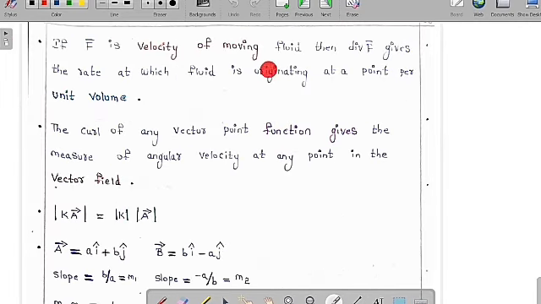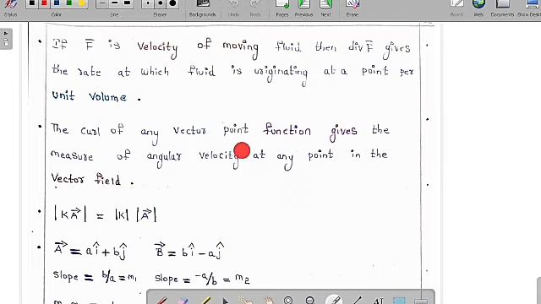If f bar is the velocity of a moving fluid, then divergence of f bar gives the rate at which fluid is originating at a point per unit volume. So basically the meaning of divergence is how much net outflow or inflow we are going to figure out. If f bar is the velocity of a moving fluid, then divergence of f bar gives you the rate at which fluid is originating at a point per unit volume. That is, how much of it originates at a point per unit volume, and the rate we figure out with the help of the divergence of f bar.